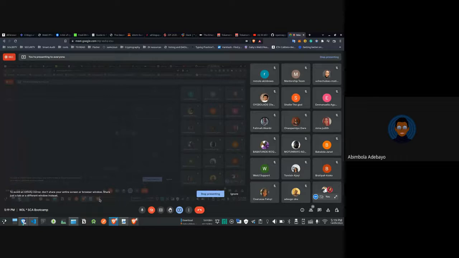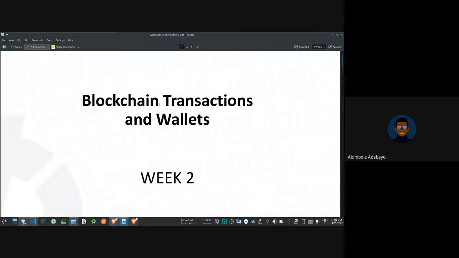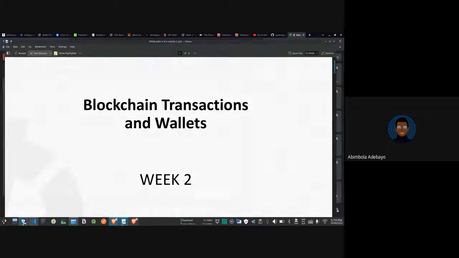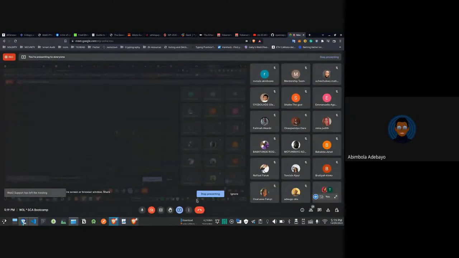All right. So today we'll be looking at a blockchain transaction. Before I proceed, what do you think is the difference between carrying out a transaction in the normal world and carrying out transactions on the blockchain? Anybody, you can unmute your mic, you can drop it in the chat section.